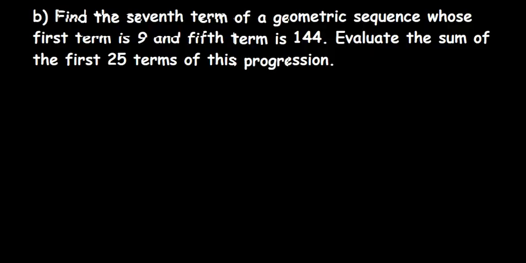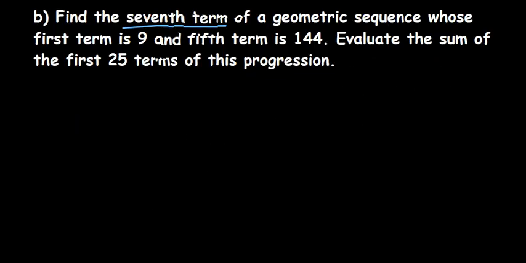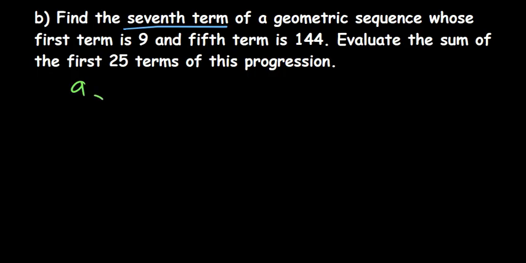Now if we go to B, we are asked to find the 7th term. So it's a similar question except it's dealing with a geometric sequence. Here we are told the first term is 9, and then the fifth term is 144. We are also supposed to find the sum. Now, what's the formula for the sum of a GP?